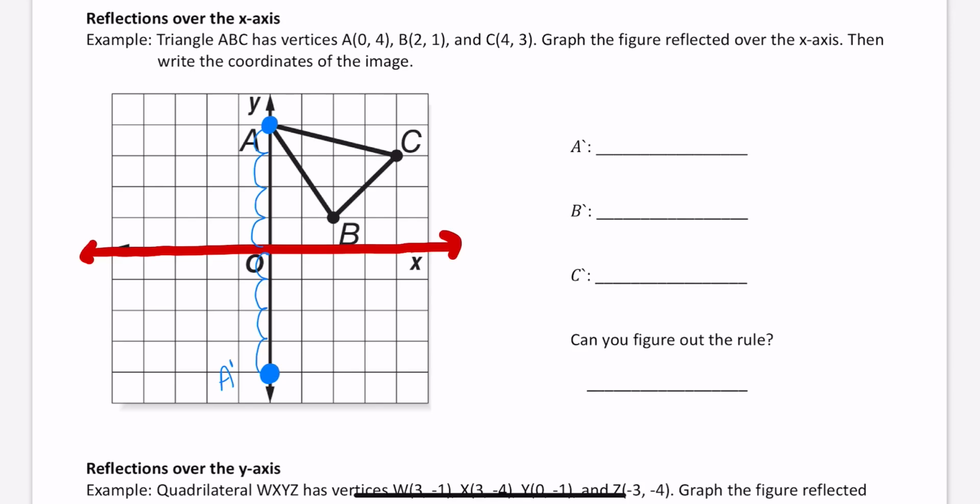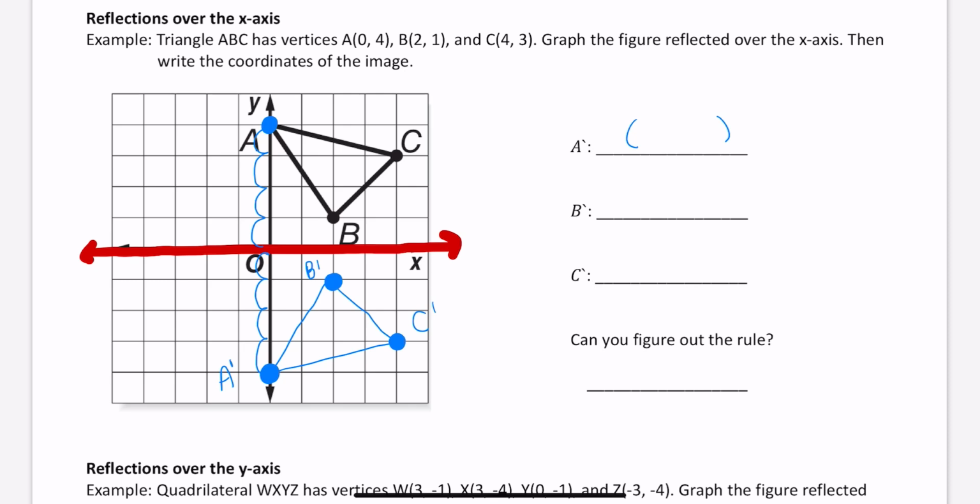So B is 1 unit away. So from the line, we're going to go down 1 unit, and that's where B prime is. And then C is 1, 2, 3 units away. So we're going to go 1, 2, 3 units away on the other side of the line, and that's where my C prime is. And I'm just going to connect my dots, and there is my image reflection.